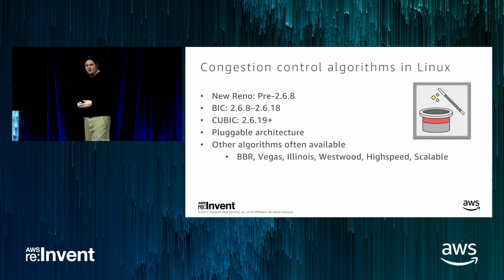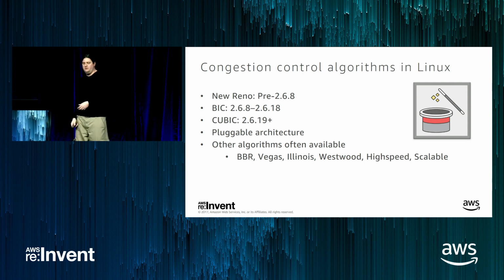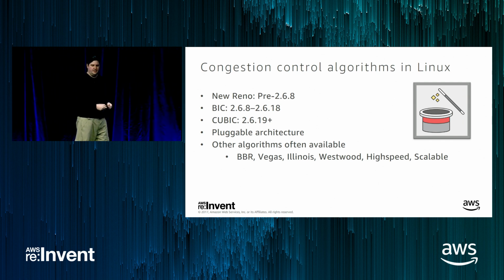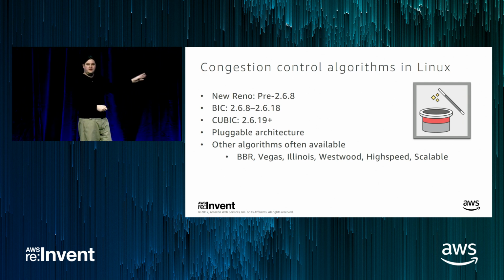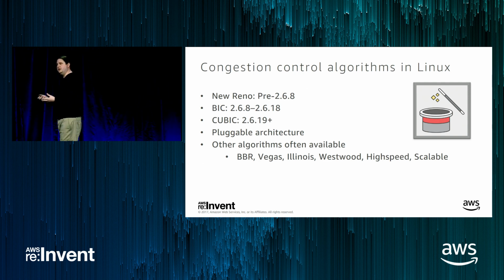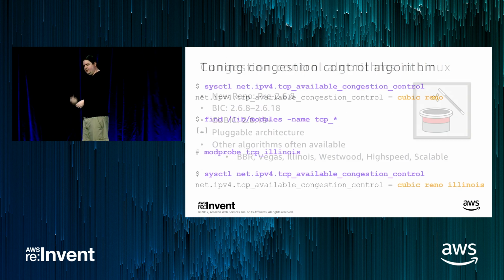Now, there's a bunch of other algorithms out there. I just listed a few of them. BBR, I'm going to talk about in a second. Vegas, Illinois. Illinois is a pretty interesting one. I'm also going to mention that a little bit later. This is not an exhaustive list, but these are ones that are in the kernel tree that you can play around with if you like.